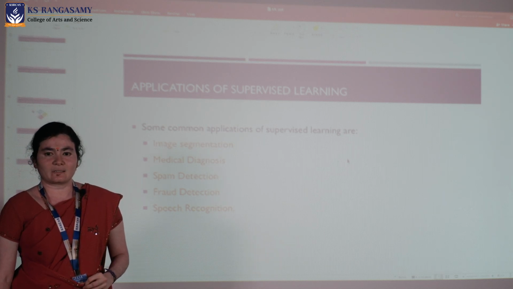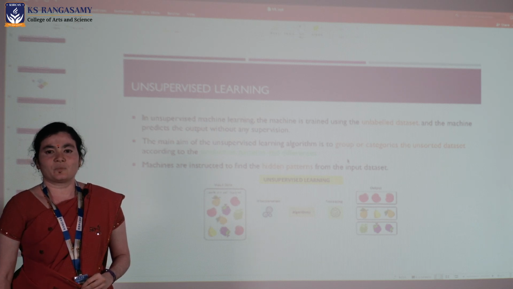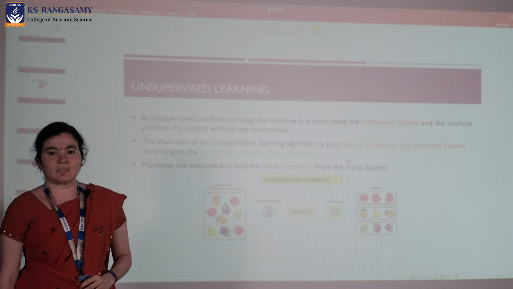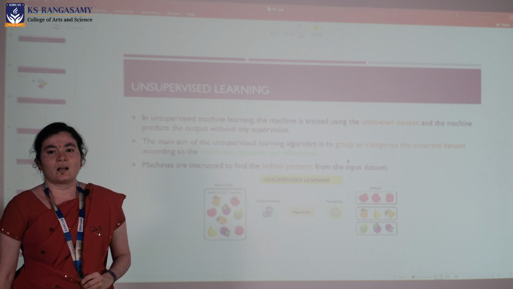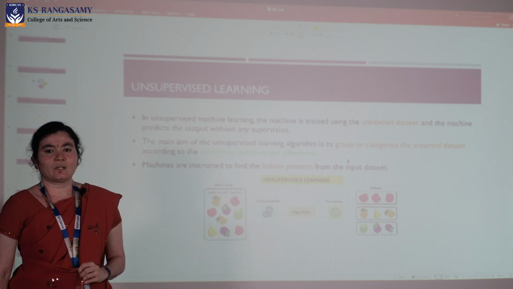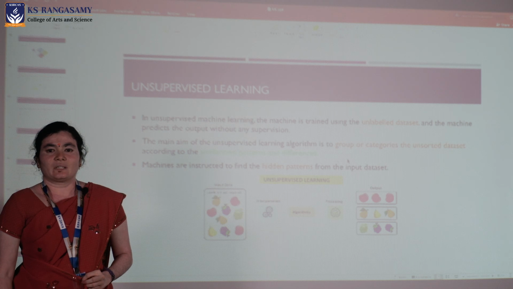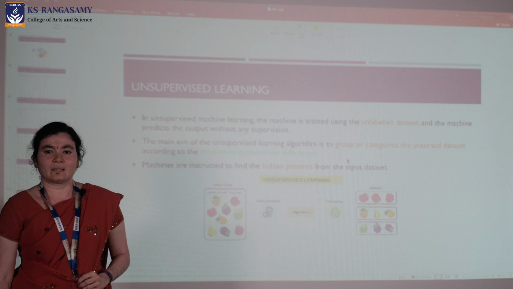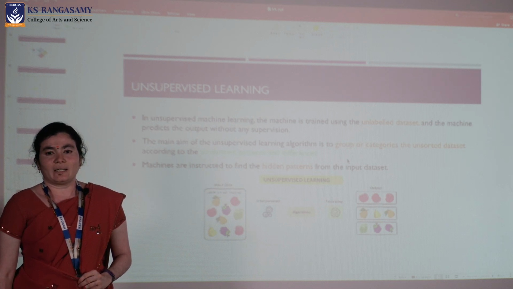Next slide, unsupervised learning. Unsupervised learning does not need supervision. The machine learns using unlabeled data. The main goal of unsupervised learning is grouping the uncategorized data items. Here is an example: I give an input of an unlabeled data set to the ML model, and after training, it gives the output by sorting the items.